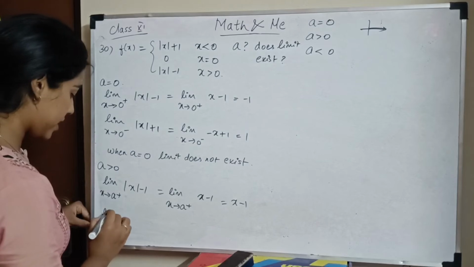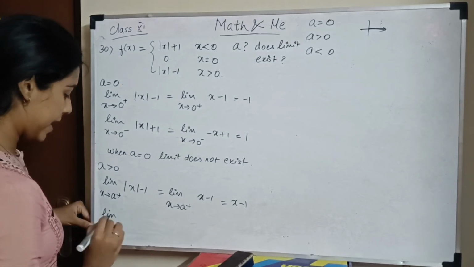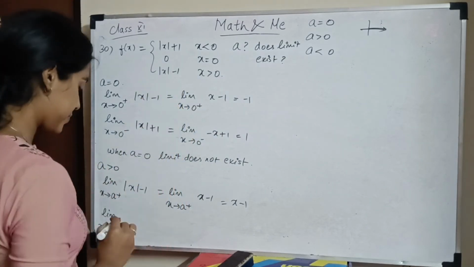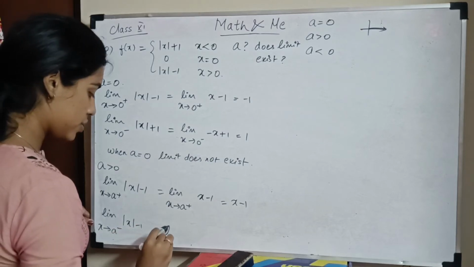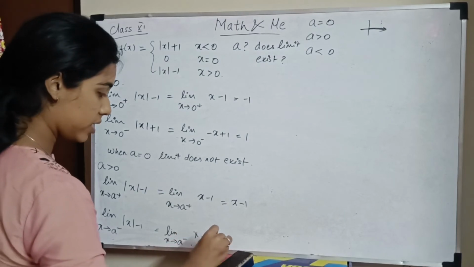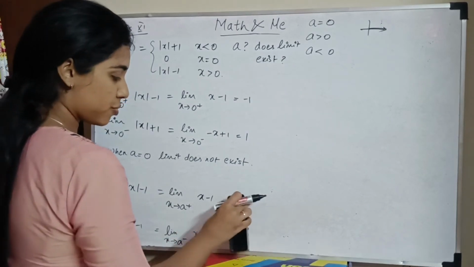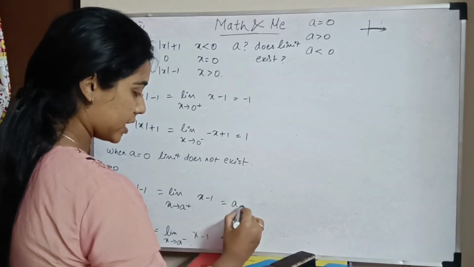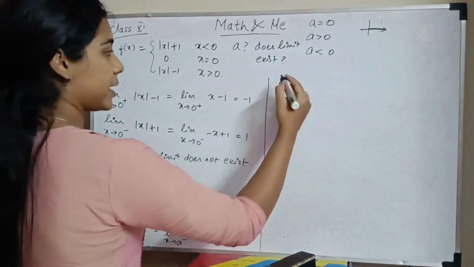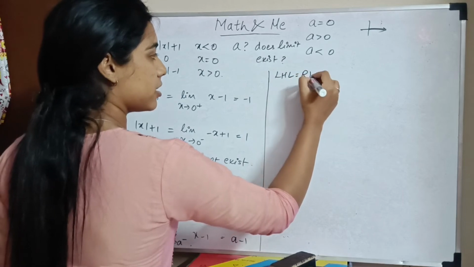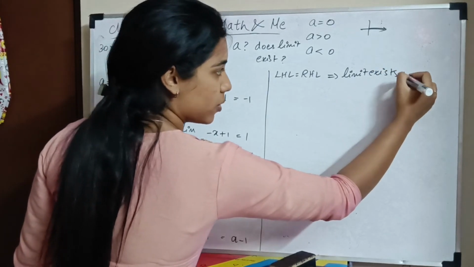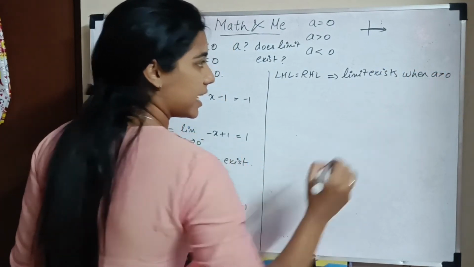Ipo ide what will be your left hand limit? Limit x tends to a minus nala it is still greater than 0. So adnala again you take the same function mod x minus 1, which is limit x tends to a minus of x minus 1, which is a substitute panna enna agum? It will be a minus 1. Sorry, a minus 1, a minus 1. So what happens? Left hand limit is equal to right hand limit. So the limit exists when a is greater than 0.